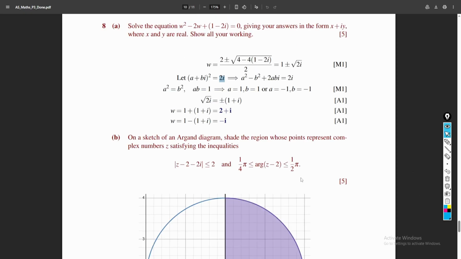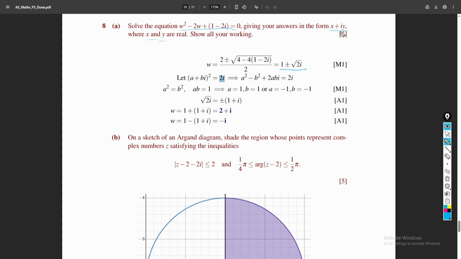So over here we have an imaginary equation. So we have this, a quadratic, and we have to solve this, giving our answer in the form x plus iy, where x and y are real. Okay, so to solve this, we simply use the quadratic formula over here. So we get this, but this is not in the form we want.